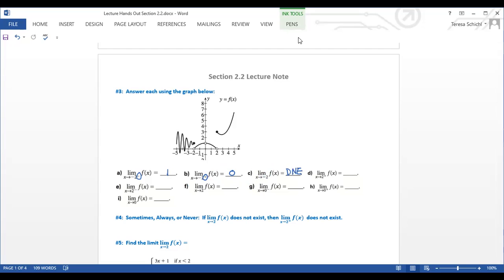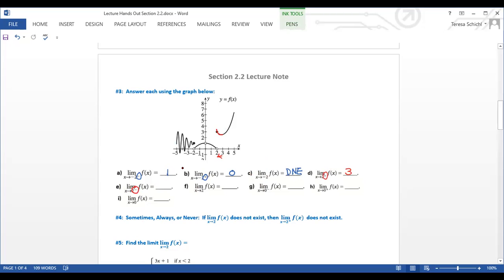Now let's take a look at the other one. This is x approaching 2 from the right-hand side. That means I'm approaching from here, so my function value is going to approach this way. What is it going to approach? It's going to approach 3.